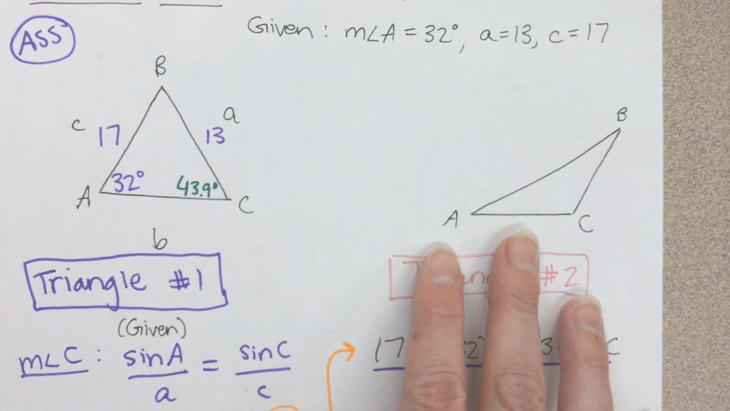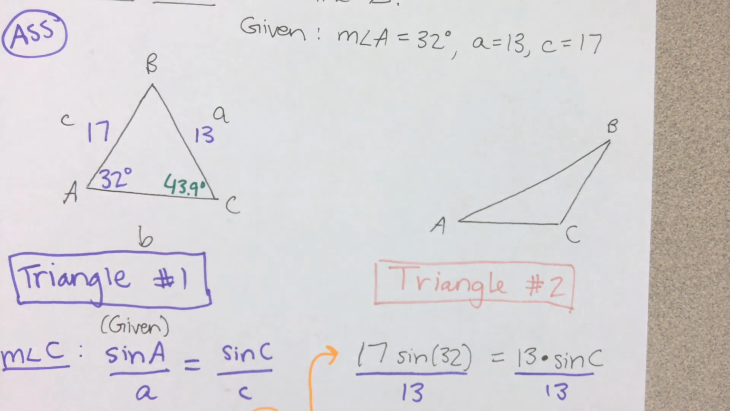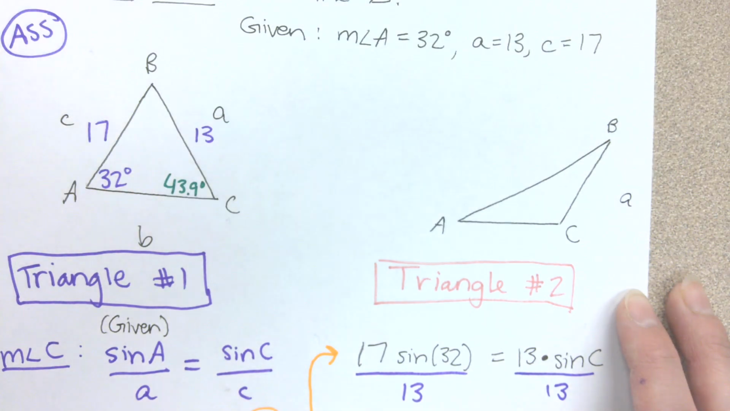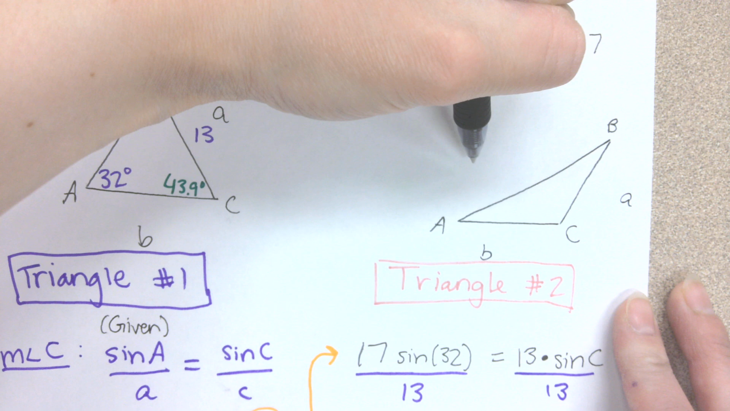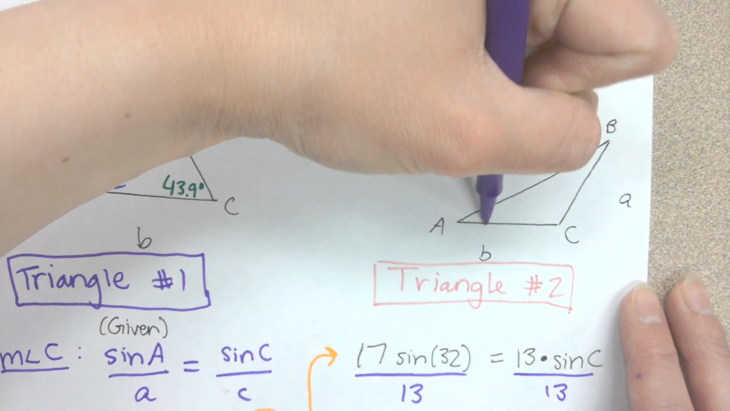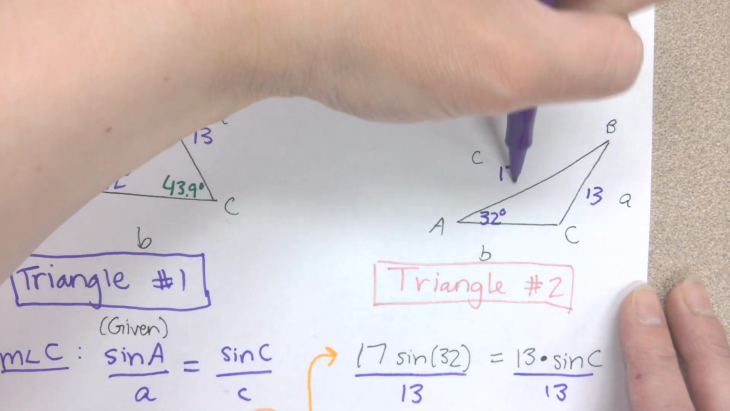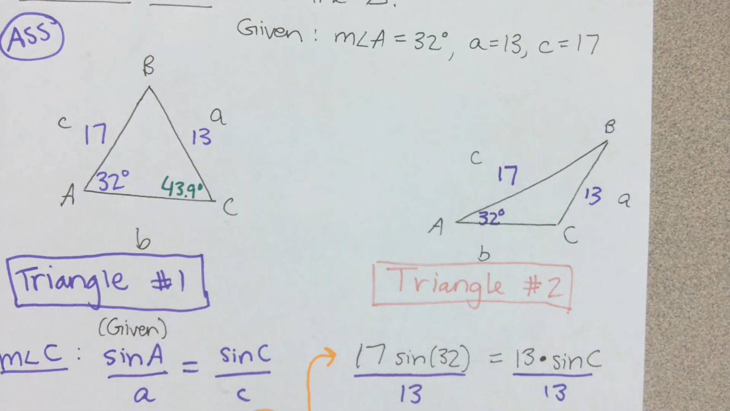So we're drawing the second triangle, and the starter information is exactly the same. Going to fill in the sides here real quick. So we have 32 degrees for A, 13 for side A, 17 for side C. And then now we're looking at the alternative answer for angle C. What if C is supposed to be obtuse? What would that number be? That's what we're going to look at next.